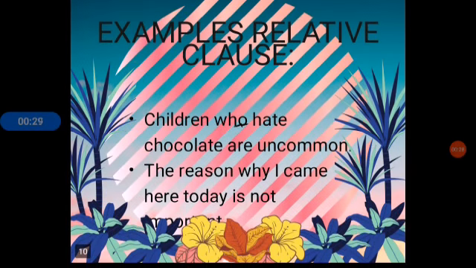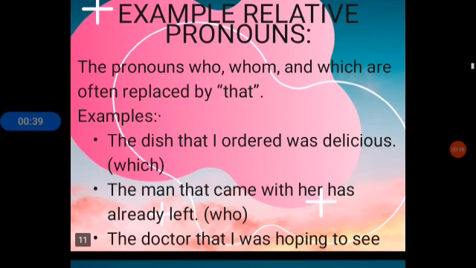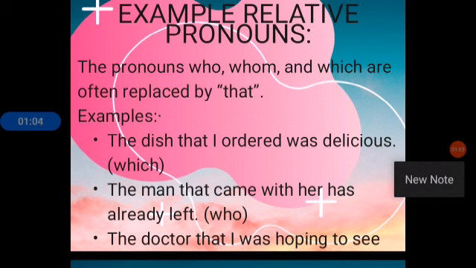For example, children who hate chocolate are uncommon. The reason why I came here today is not important. Example of relative pronouns. The pronouns who, whom, and which are often replaced by that. The dish that I ordered was delicious. The man that came with her has already left. The doctor that I was hoping to see today wasn't on duty. In examples 1 to 3, we can see that which, who, and whom are all replaced by that.